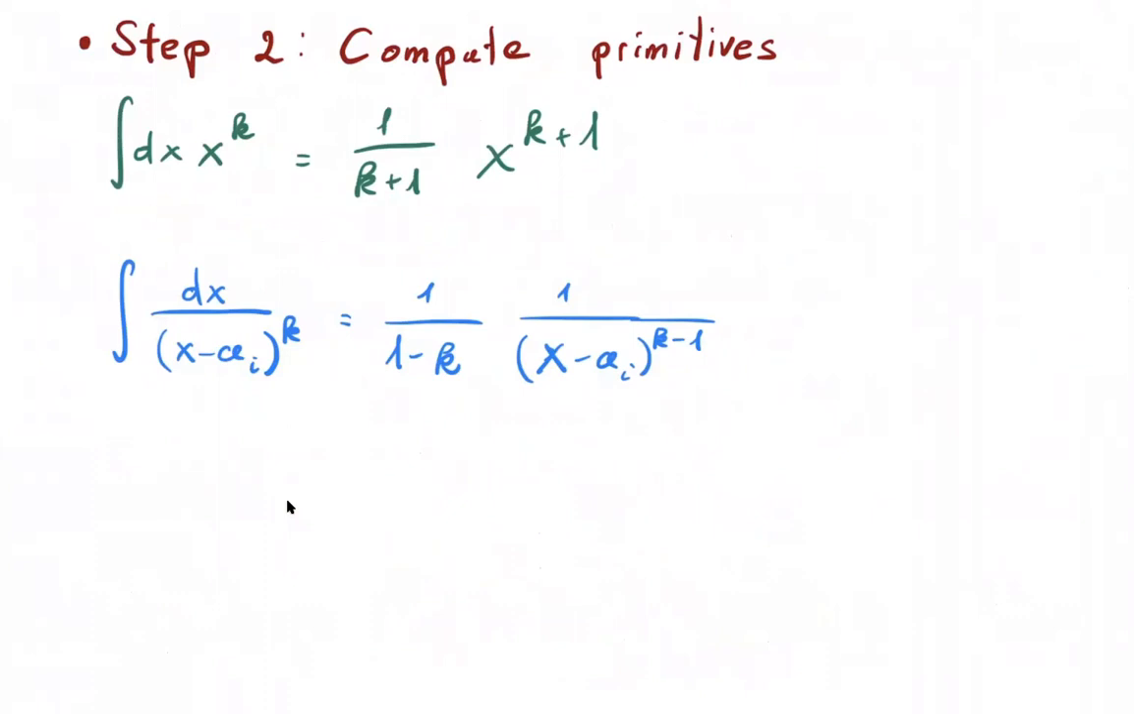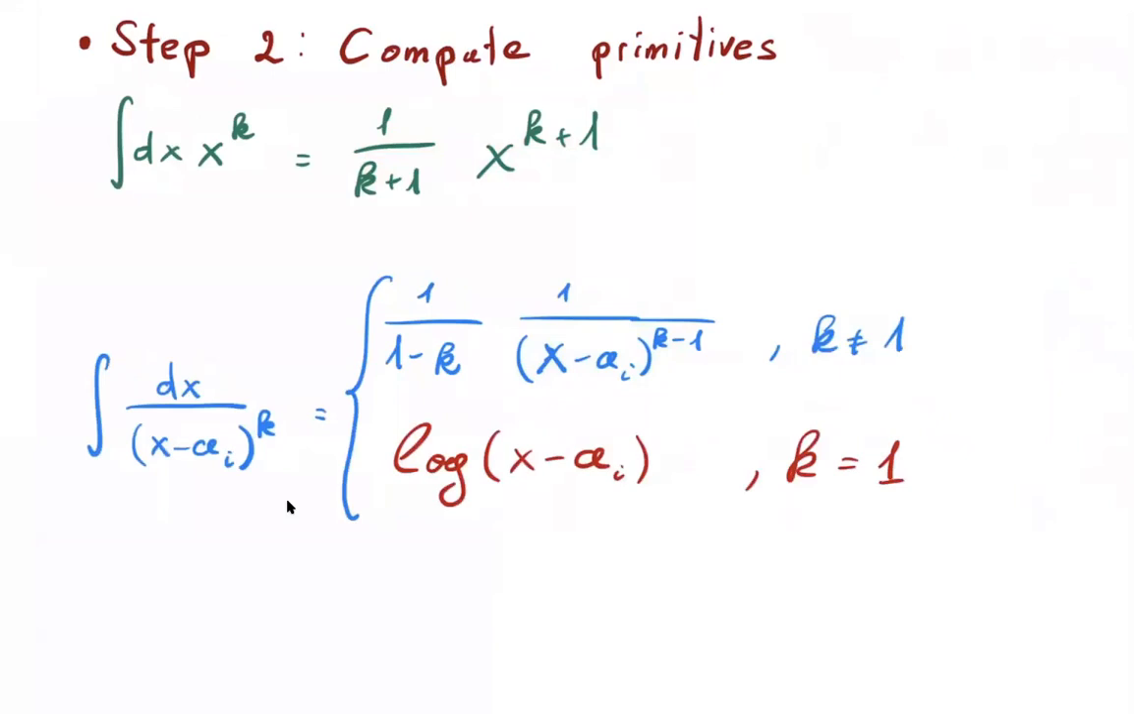And those are easy. The primitive of x to the k is just proportional to x to the k plus 1. And the same for the other one, where you get 1 over x minus a to the power k minus 1. But the important thing is that you have this prefactor. You see that this prefactor is singular when k is equal to 1. And we all know why. That is because this formula is only valid when k is not 1. When k is equal to 1, you don't get another rational function, you get a log.